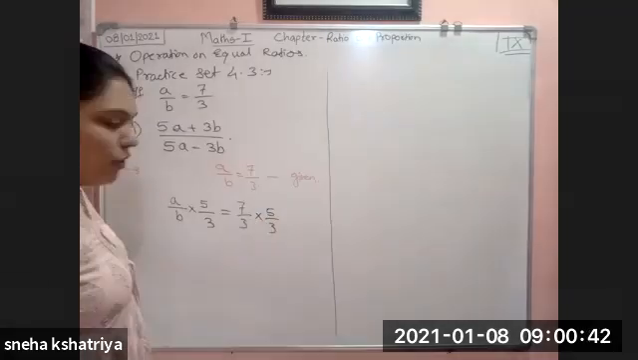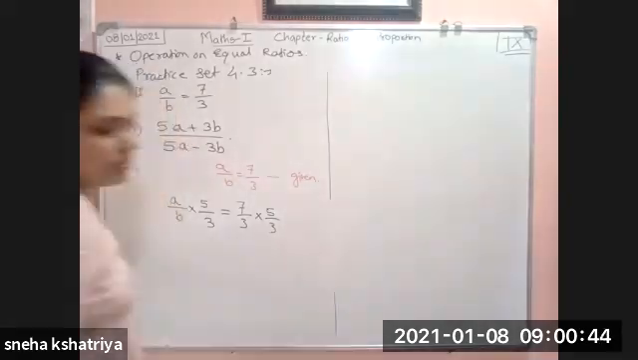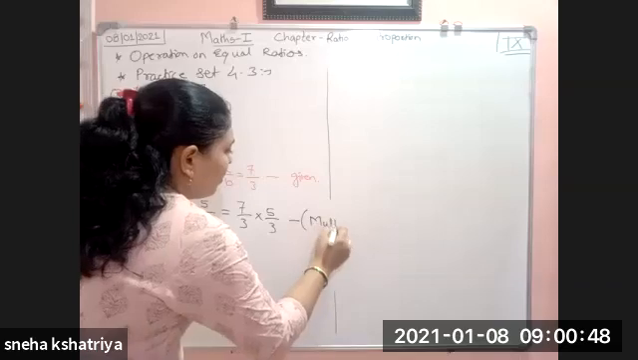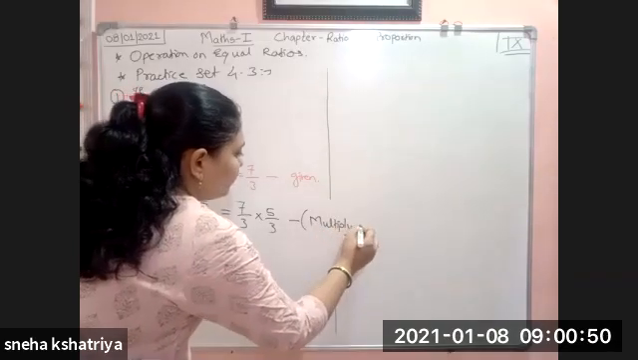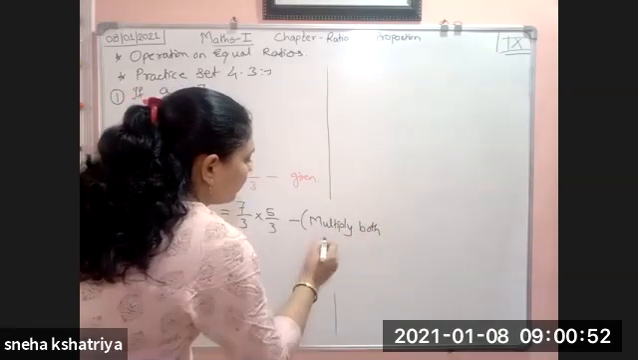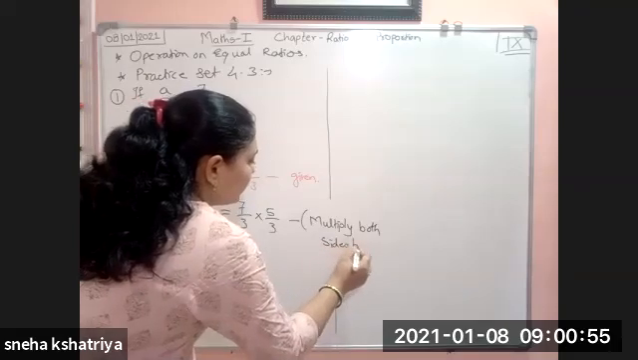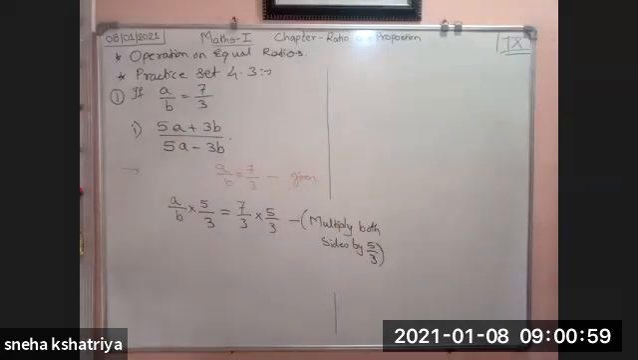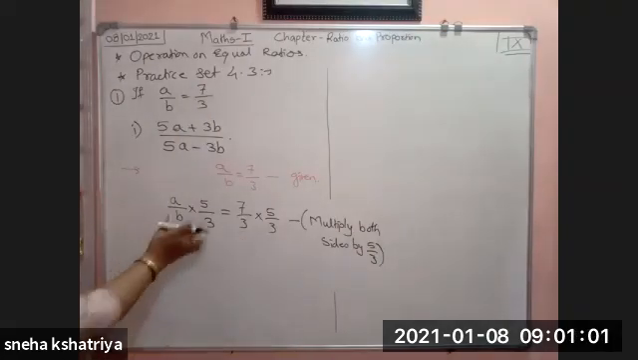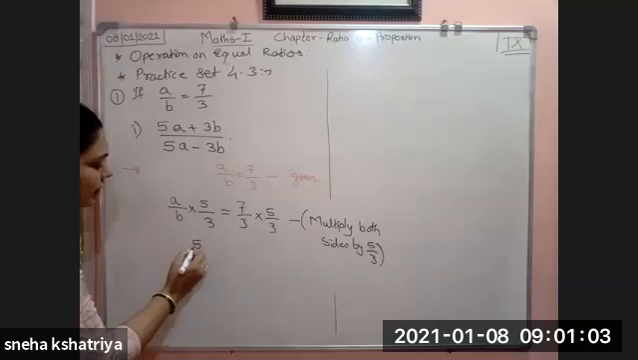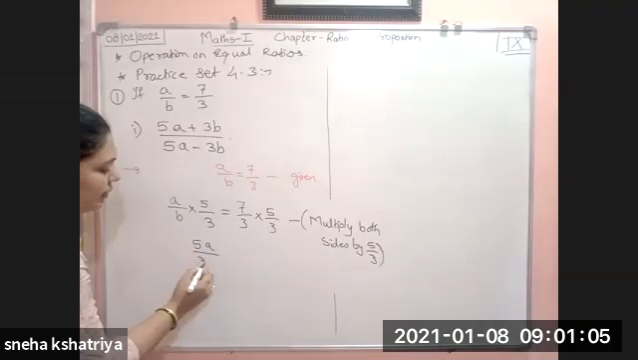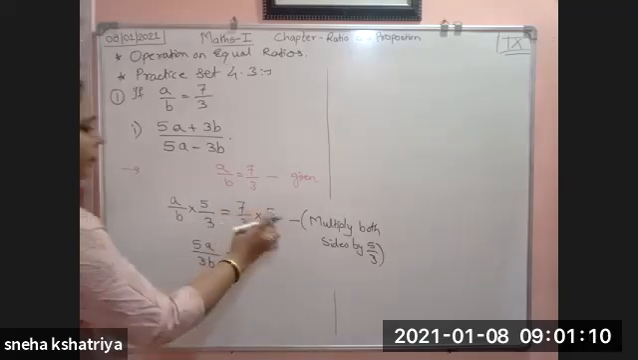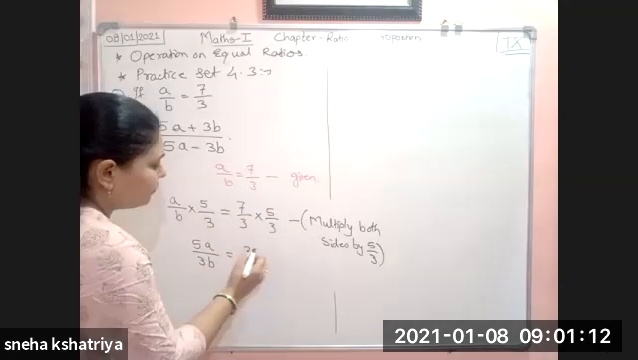So here what will come? Multiply both sides by 5 by 3. Now what we will get? We will get 5A divided by 3B, which is equal to 7 5s are 35 divided by 3 3s are 9.